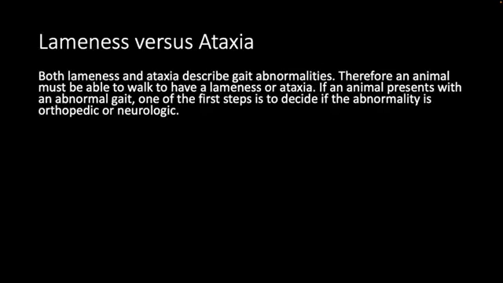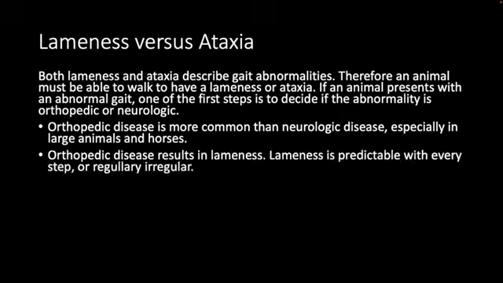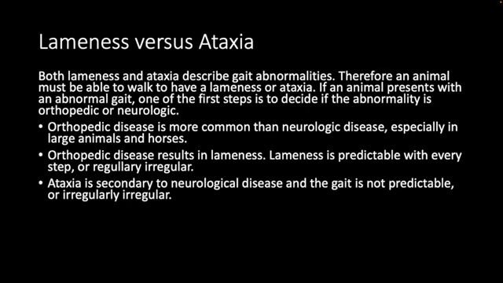Briefly, it is worth mentioning lameness. Understand that when a patient presents with a gait abnormality, the first step is trying to differentiate a lameness from ataxia, as this will dramatically change your differentials and recommendations. As a general rule, orthopedic disease is more common than neurologic disease and results in a regularly irregular gait. Neurologic disease results in ataxia and an irregularly irregular gait.